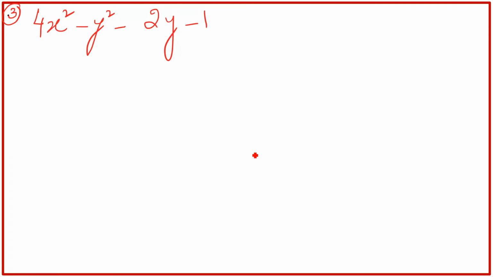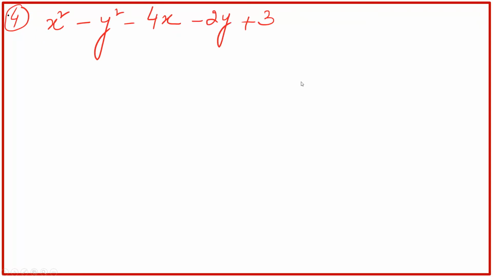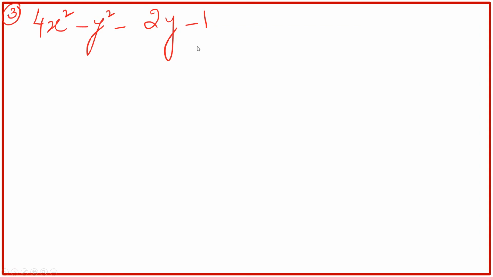Okay, third is 4x square minus y square and then minus 1. Okay, I will make it correct. We will move on to this question. I will write down this question again here. This is 4x square. Like this. Okay. So see, y square. I believe it is okay. 4x square minus y square minus 2y minus 1.